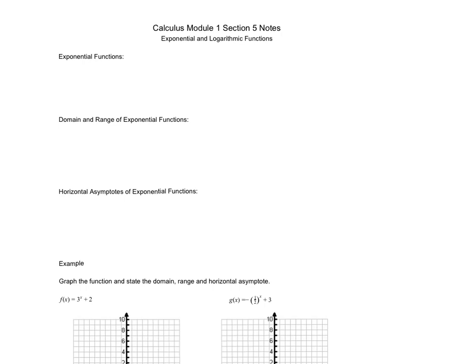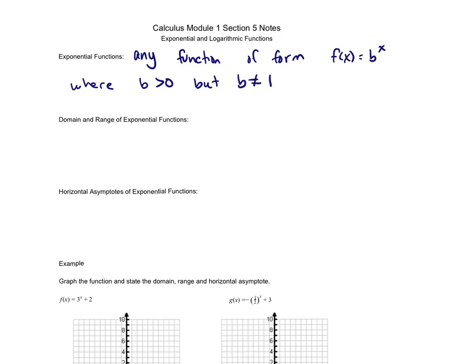All right, in section 5, our last review section, we're going to look at exponential and logarithmic functions. Now, exponential functions is what we'll look at first. And if you recall, an exponential function is any function of the form f of x equals b to the x, where b is greater than 0, but b is not equal to 1. So any number bigger than 0 but not 1, if you raise that to the power of x, you have an exponential function. And the big thing about an exponential function, you're essentially multiplying each time.